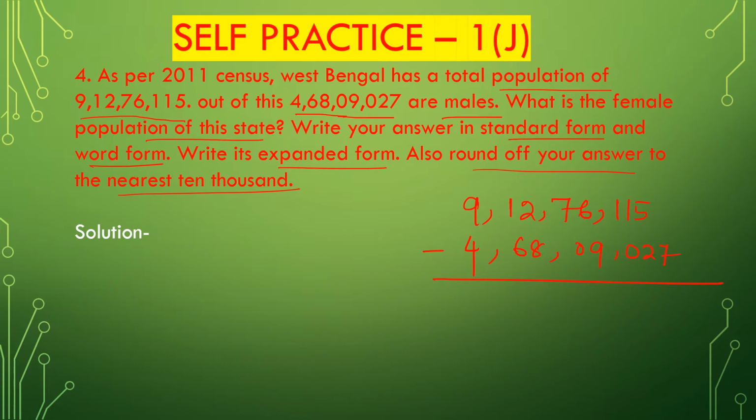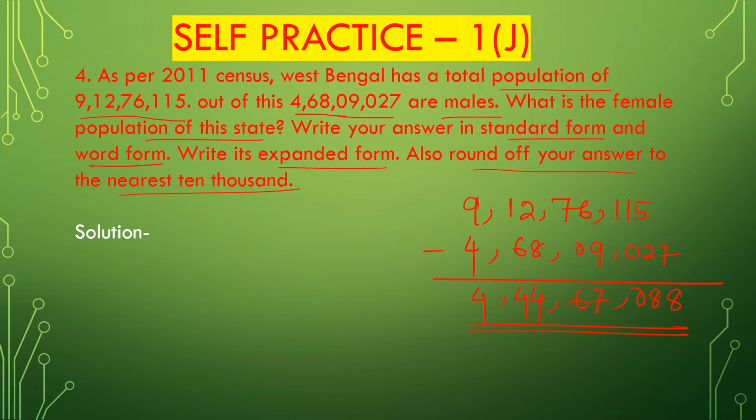That is 9,12,76,115 minus 4,68,09,027. So 15 minus 7 is 8. 10 minus 2 is 8. 10 minus 2 is 8 and this is 0, 0. 16 minus 9 is 7, 6 minus 0 is 6, 12 minus 8 is 4, this is 10, 10 minus 6 is 4 and this is 8, 8 minus 4 is 4. This is the number of female population of West Bengal state.